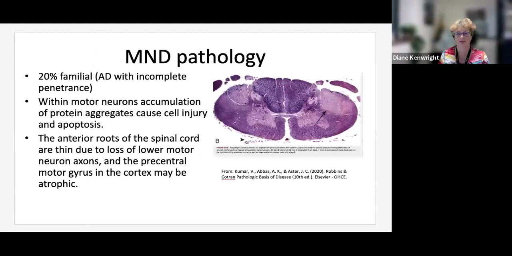So let's think about motor neuron disease pathology. About 20% are familial, so autosomal dominant with incomplete penetrance.